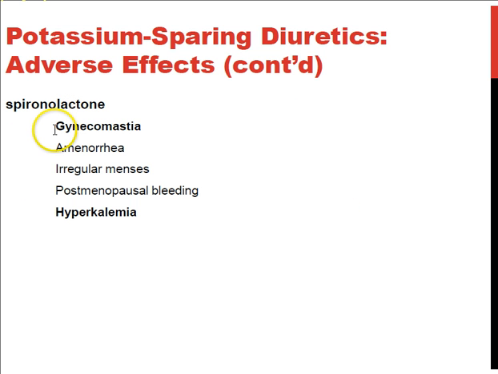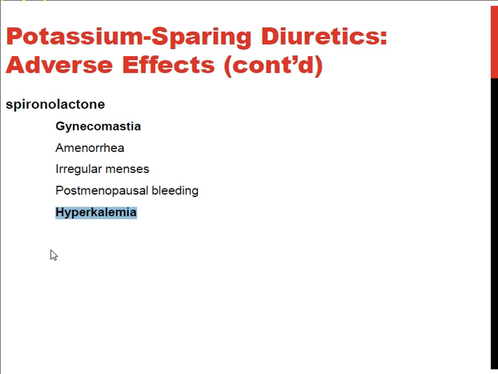Again, kind of a unique side effect or adverse effect of spironolactone or the potassium-sparing diuretics is gynecomastia. So this is especially troublesome in men. Their breast tissue enlarges and can become extremely tender. So sometimes they have to stop taking potassium-sparing diuretics. And as I mentioned before, hyperkalemia.